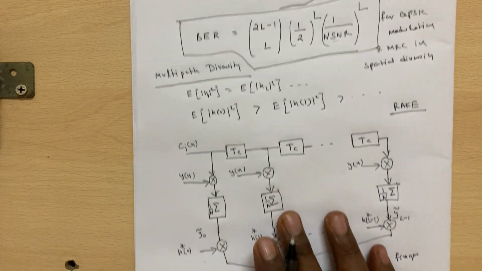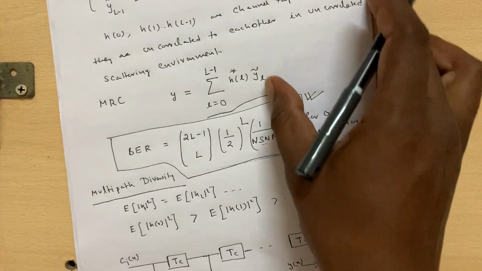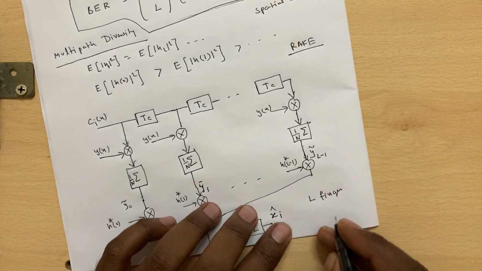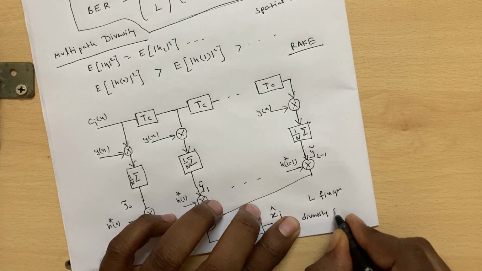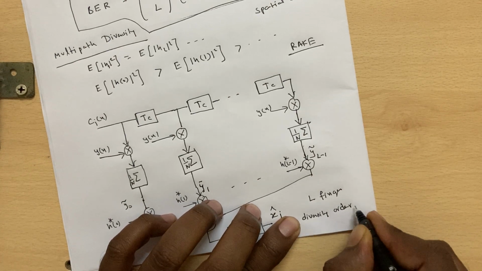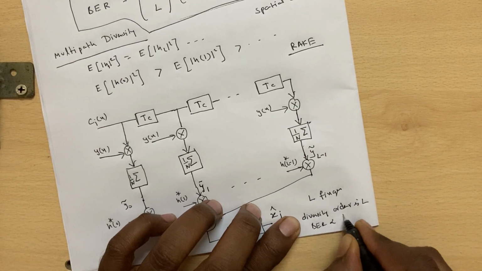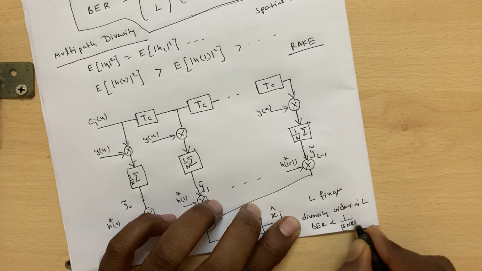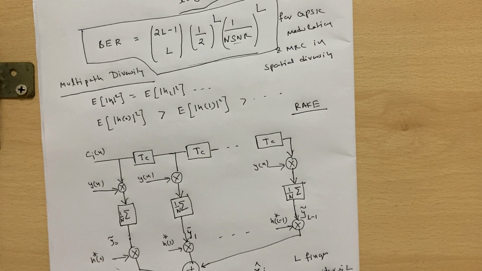And the bit error rate expression will be inversely proportional to SNR power L. So the diversity order is L, because the bit error rate is inversely proportional to SNR power L. The number of fingers determines the diversity order one can achieve. So that is the end of CDMA systems and the rake receiver concepts.